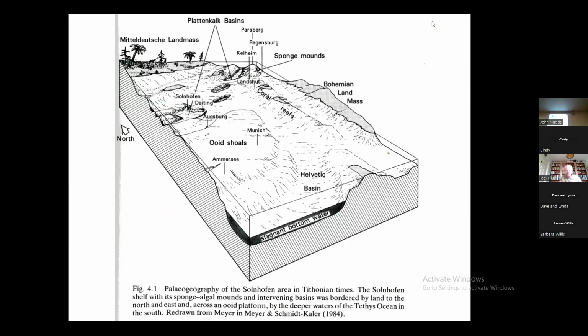That's a sort of model of it. So there's the Middle German landmass, Bohemian landmass. This is the shallow epicontinental sea. Now, from the Oxfordian, these sponge and cyanobacterial mounds began to build up in the shallow sea, dividing the sea into these very narrow basins, which they've called here platten calk basins. This is where the very pure, fine-grained limestone is being deposited. Coral reefs, and there should be coral reefs drawn down here to the south as well.